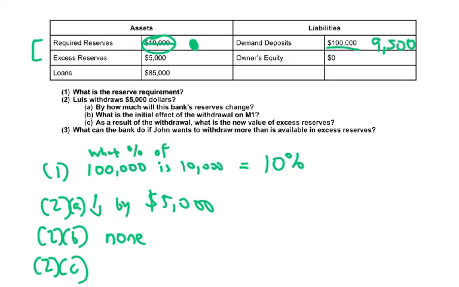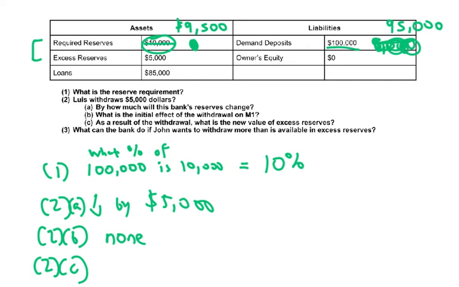Actually, hang on one second. Okay, sorry, I made a mistake here. I paused the video for a second because I was trying to figure out why I was getting a weird number. This should be 95,000. So again, you've got to be careful with your math there, right? And so 10% of 95,000 is going to be $9,500. That is the new value of required reserves. I do apologize for that.